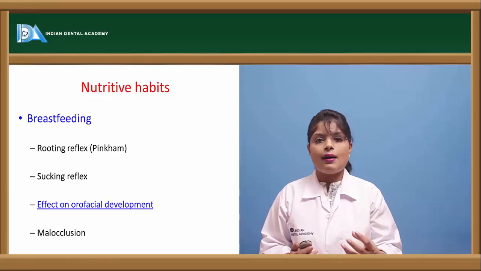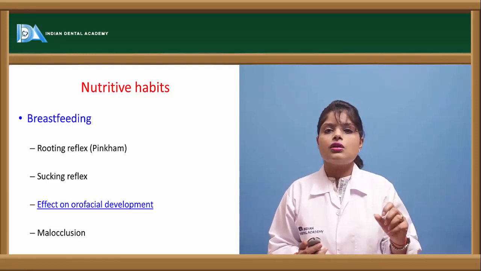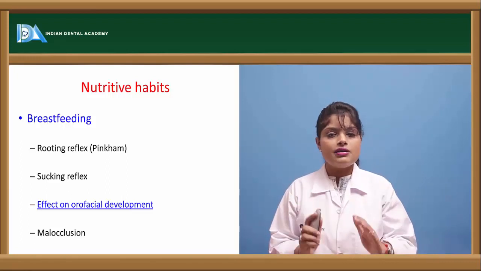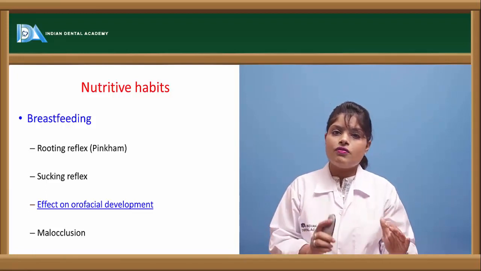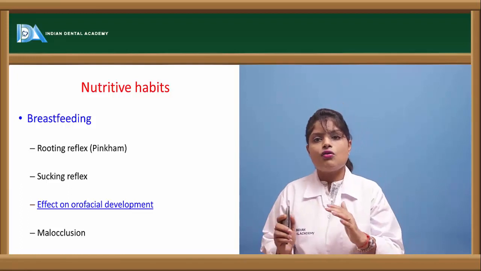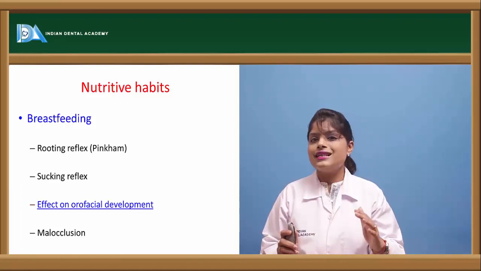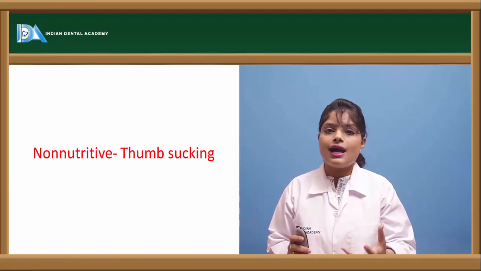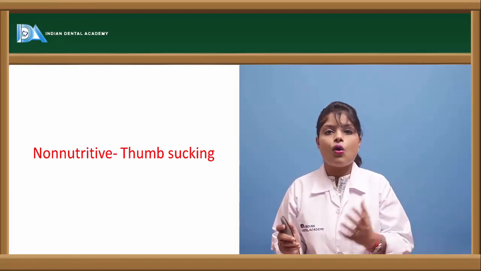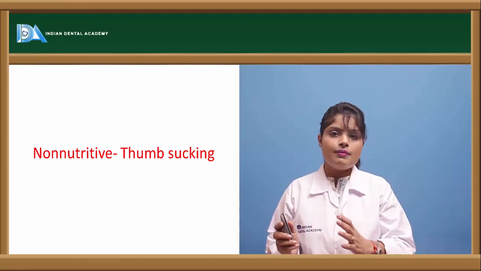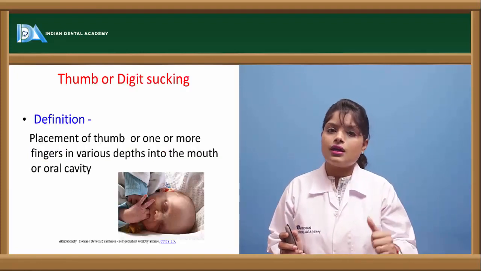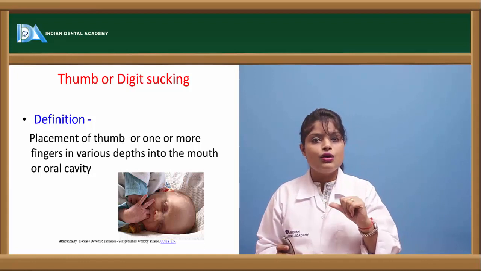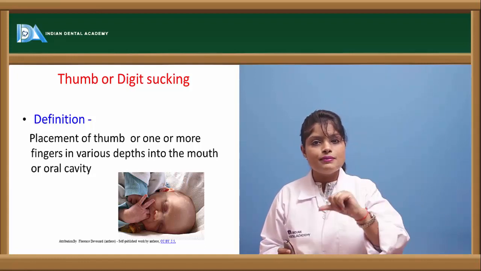So this is the nutritive habit because the infant derives nutrition by means of this suckling habit and the rooting reflex. But if there is prolonged breastfeeding, or this type of habit is continued beyond 2 to 3 years of age, then it may lead to certain deleterious effects on the occlusion, or may lead to proclination of the teeth, then prognathic maxilla, etc. Then comes the non-nutritive habit. The main non-nutritive habit is thumb sucking. Now, what is thumb sucking? Thumb sucking is basically the positioning of the thumb in the oral cavity of the child, by the child, at various positions inside the mouth.